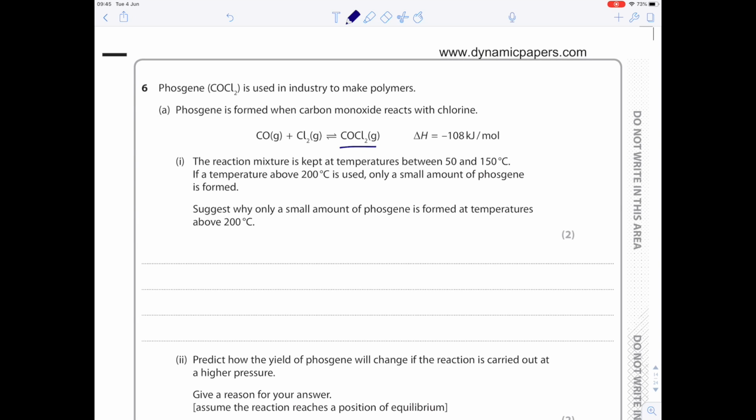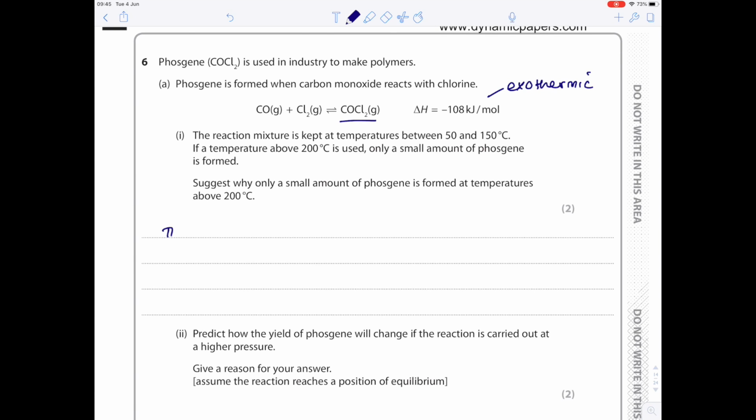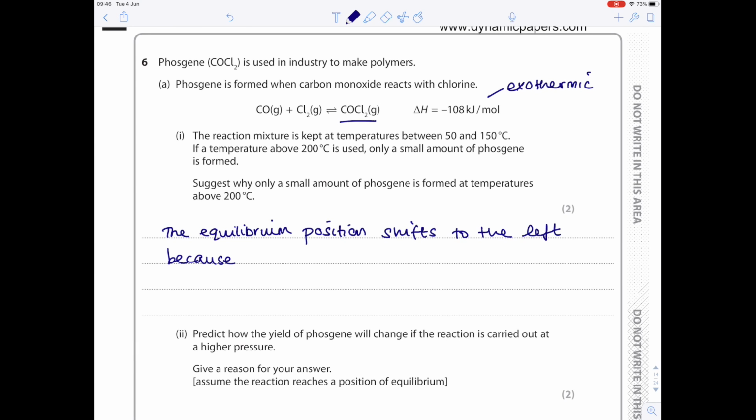So notice that it is an exothermic reaction, the forward reaction. And if it's an exothermic forward reaction, then it means the high yield is favoured by a low temperature. And so because we've increased the temperature, it means that the equilibrium position must have shifted to the left. So I'm going to write the equilibrium position shifts to the left. Why? And for the second mark, because the forward reaction is exothermic.